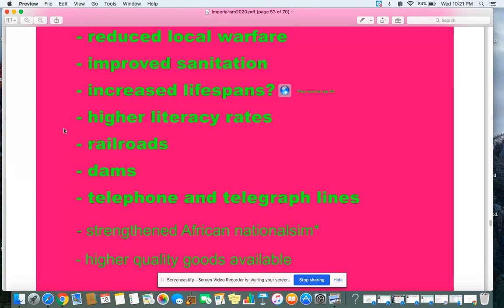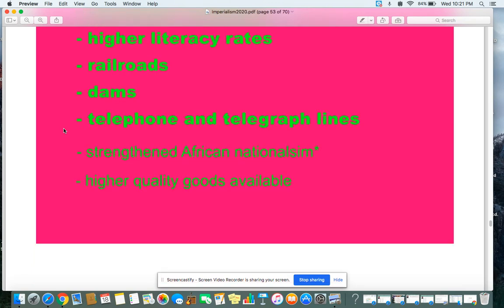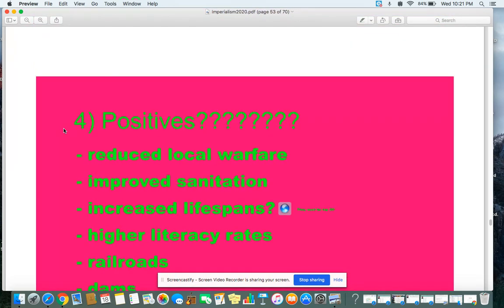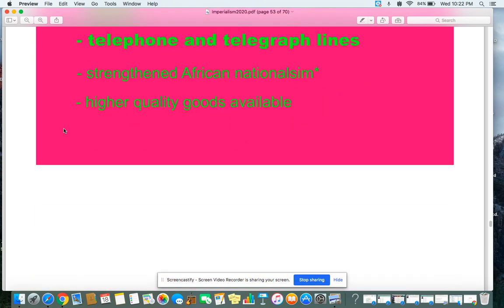It did strengthen African nationalism. It made many areas in Africa much more prideful of their region, and so I guess it did that. And certainly higher quality goods were available because of the Industrial Revolution and those machine-made goods. So those are some things. So if you ever have to answer a question about the positives, for me, I'd have a hard time doing it. But if you had to pick one, maybe, I don't know, out of those, higher literacy rates, I don't know. That's for you to figure out.